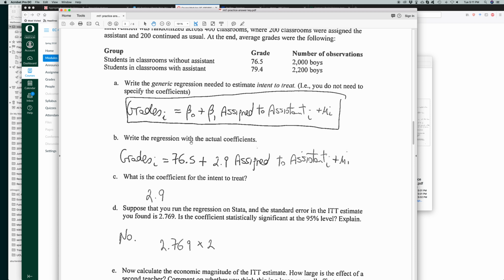Now, write the regression with the actual coefficients. Here we need to think about what ought to be the average coefficient estimates for the students in the classroom with assistance and without assistance.